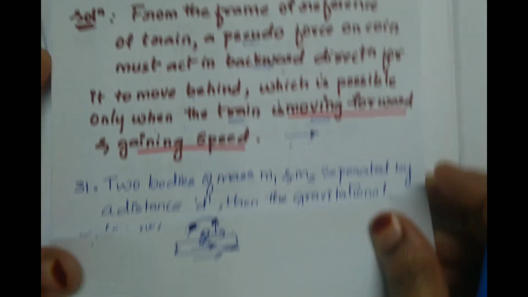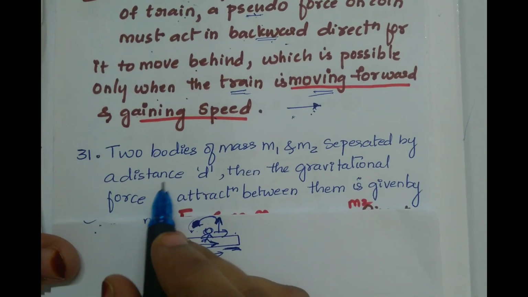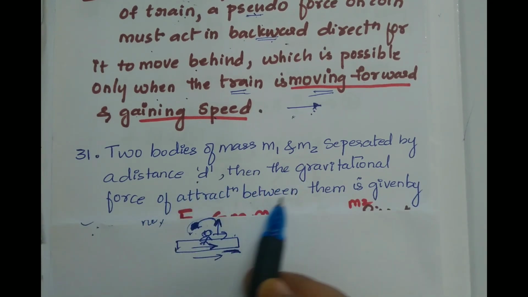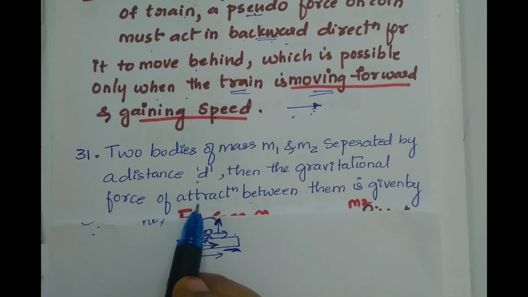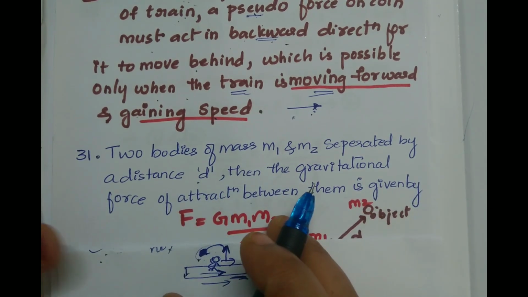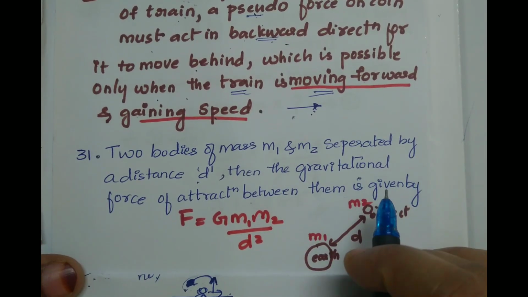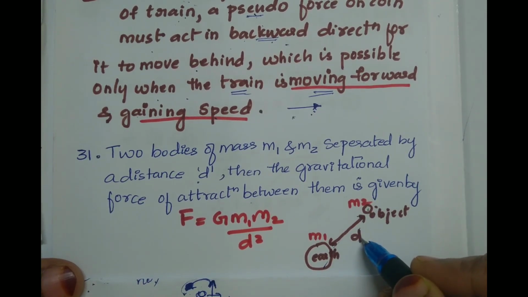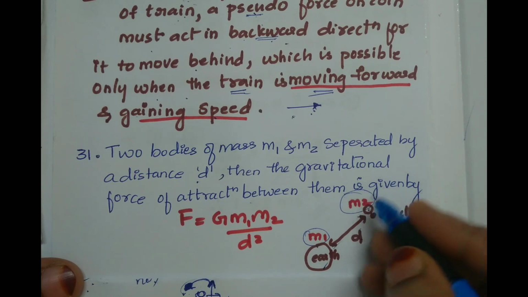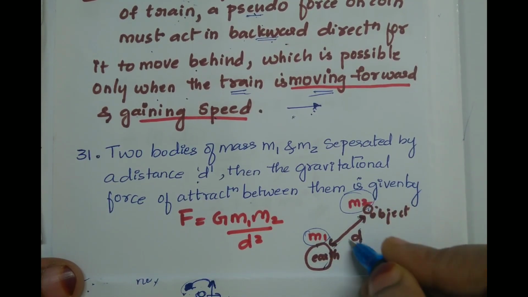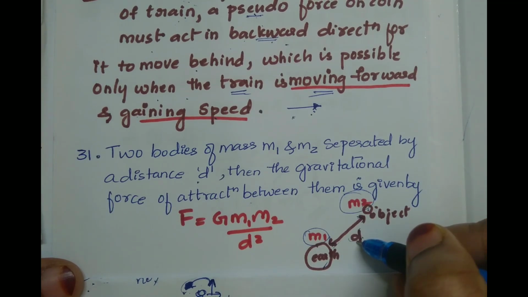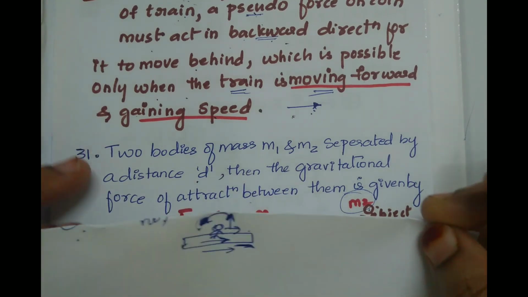Okay, then next, let us see: two bodies of masses m1 and m2 separated by a distance d, then the gravitational force of attraction between them is given by. This is the direct question they have given you. They have given you the universal law of gravitation, that is F equals G m1 m2 by d square. Suppose this is the mass of the earth and this is the mass of the object and the distance between them is d. So it is directly proportional to the product of the masses, and inversely proportional to the square of the distance between them. In my previous video I have explained the gravitational force in detail. Okay, you can watch it.